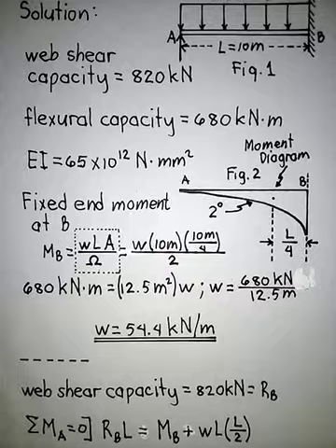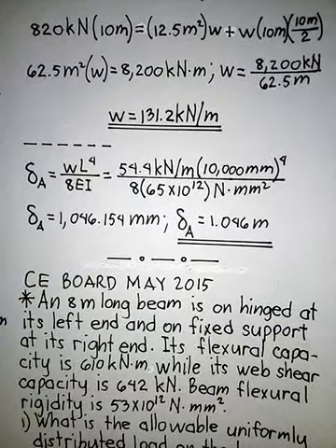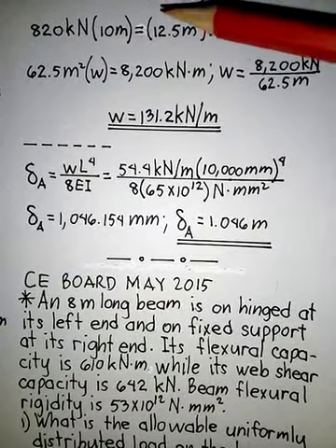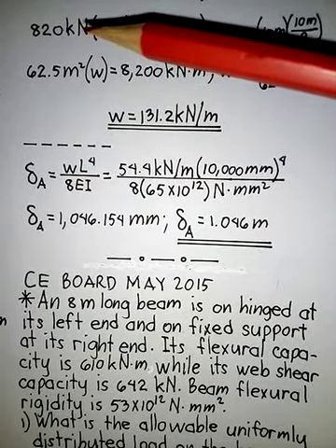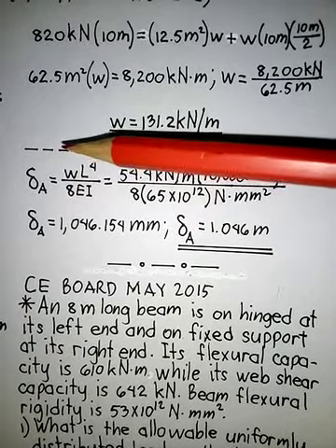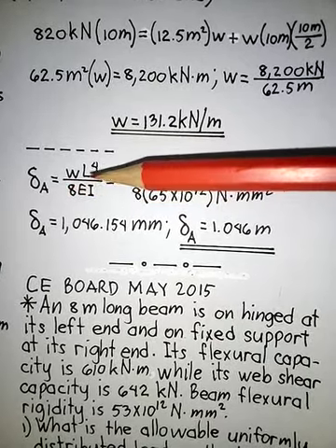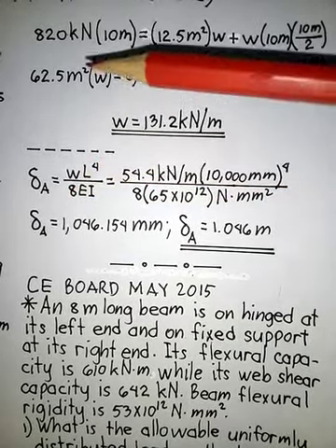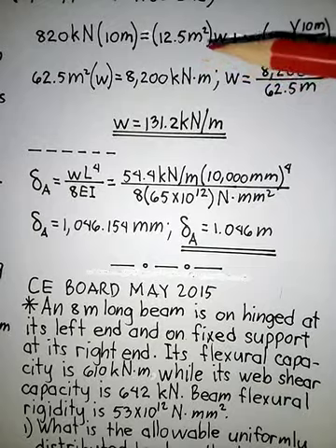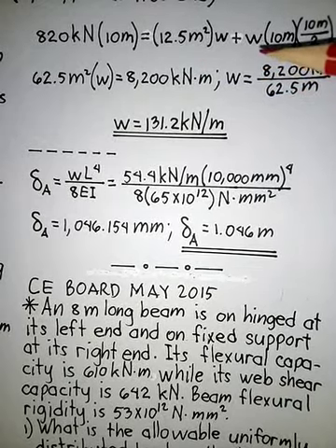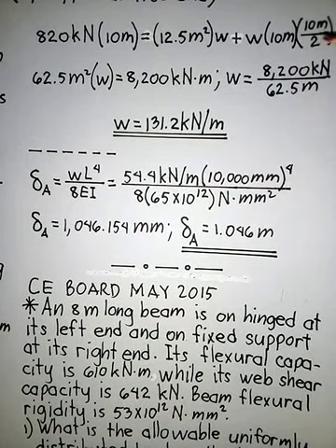So, substituting the given values, we have 820 kilonewton multiplied by 10 meters. So, 820 kilonewton is the allowable shear capacity of the beam. So 820 kilonewton multiplied by 10 meters is equal to 12.5 meters squared multiplied by W plus W, the uniformly distributed load, multiplied by 10 meters multiplied by 10 meters over 2.